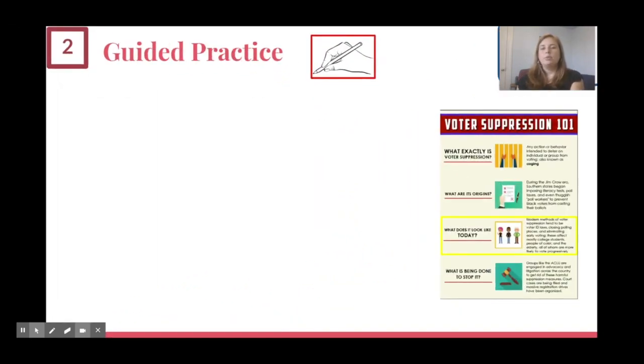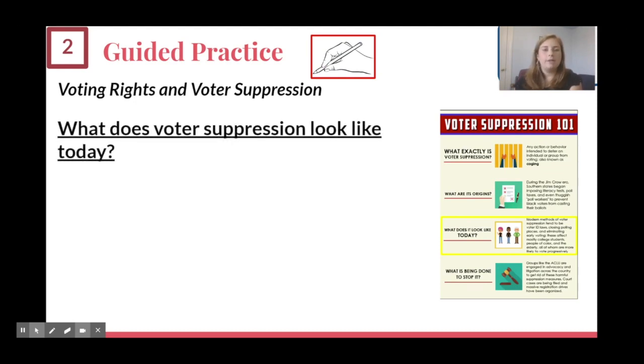So that brings us to, what does voter suppression look like today? We no longer have the grandfather clause, poll taxes, literacy tests, or the fear of violence, although maybe there is some intimidation going on today, as the video pointed out. But we don't have these same things keeping people from exercising their right to vote. So why is voter suppression still an issue? Well, voters are still systematically oppressed even today.